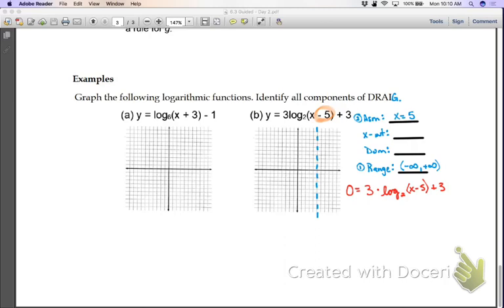Now, I need to get the log base 2 of x minus 5 by itself. So what do I need to move first? The 3. So the plus 3. So I'm going to subtract 3 first. So I'm going to have -3 equals 3 times log base 2 of x minus 5. Now what do I need to do? Divide by 3. So I have -1 equals log base 2 of x minus 5.